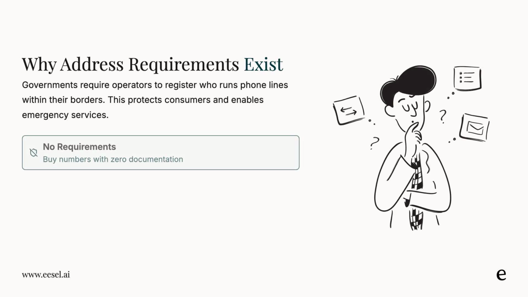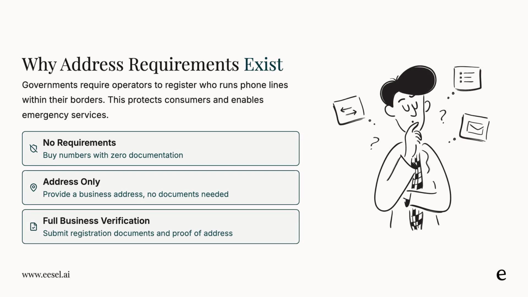Telecom regulators worldwide require businesses to register who operates phone lines within their borders. This isn't Zendesk being difficult. It's compliance with local telecom laws. Depending on where your number is, you'll face one of 3 tiers: no requirements, address only, or full business verification.